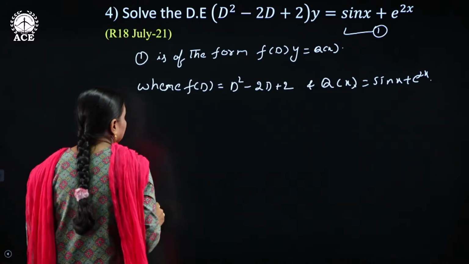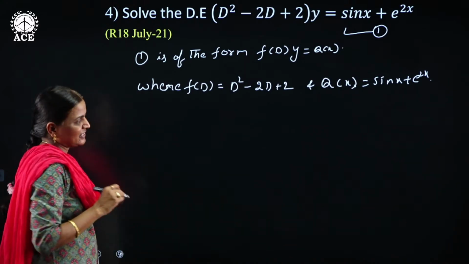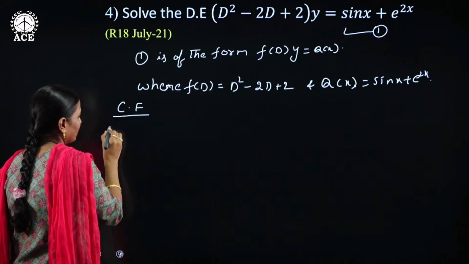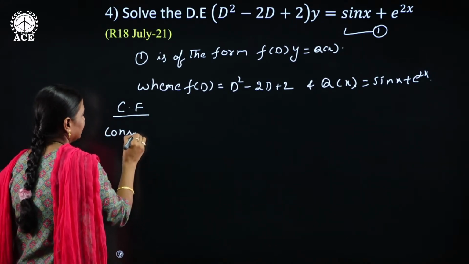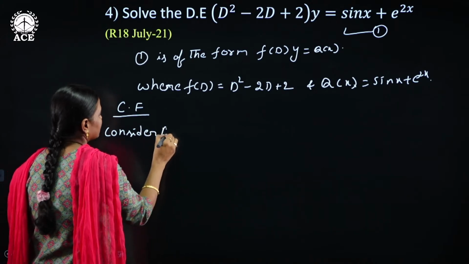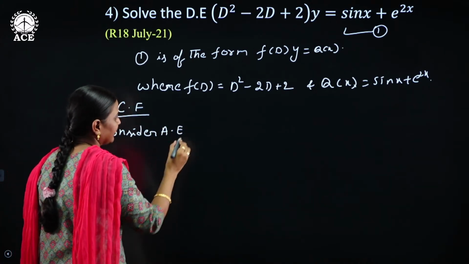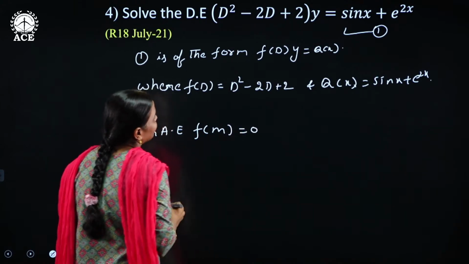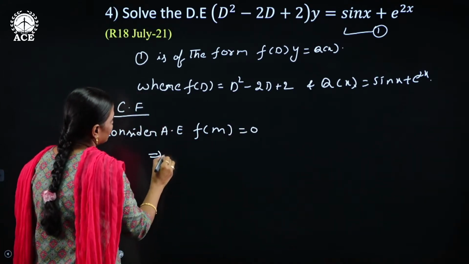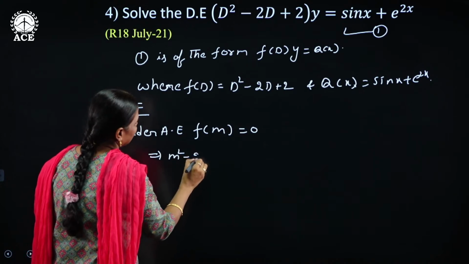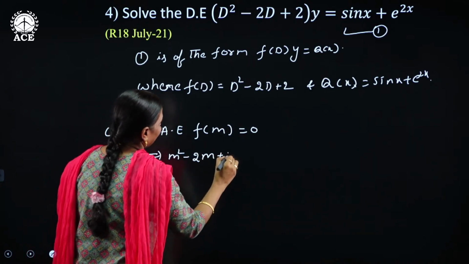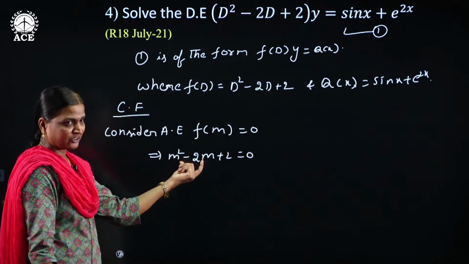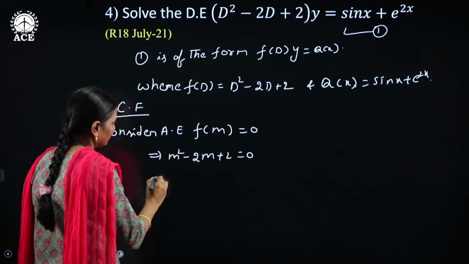So first, it is a non-homogeneous equation. First we have to find the complementary function. So to find the complementary function, consider the auxiliary equation. What is the auxiliary equation? f of m is equal to 0. What is f of m? Here, it is m square minus 2m plus 2 is equal to 0. Here we are unable to write the product of the factors. So how to find the roots?